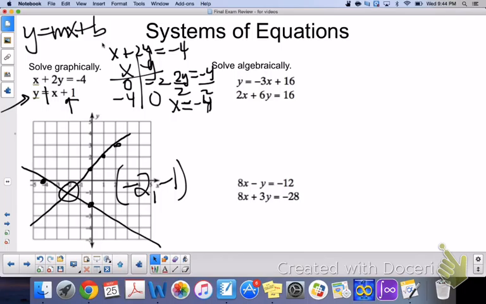Remember, you could have two other situations. They could be parallel, which means they don't meet, and therefore the solution is no solution. Or they could be the same line when graphed, and that means there are infinitely many solutions because it's any point on that line.